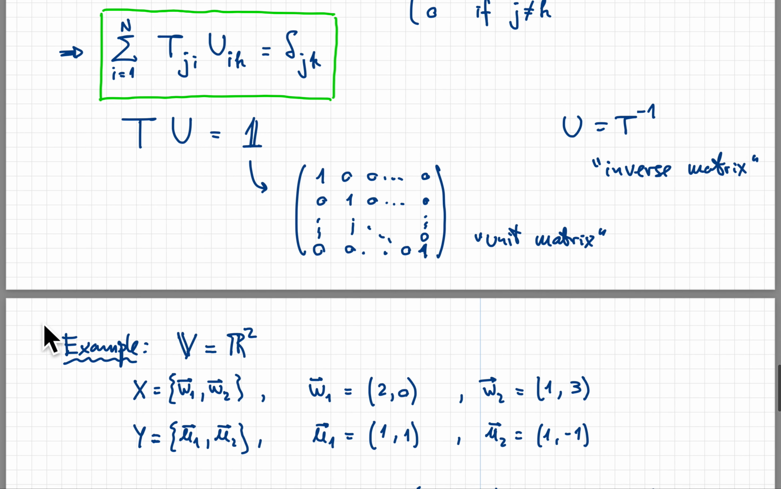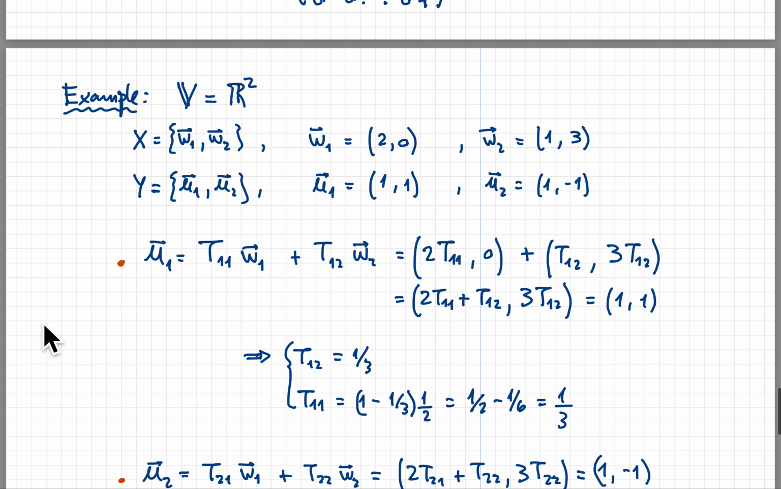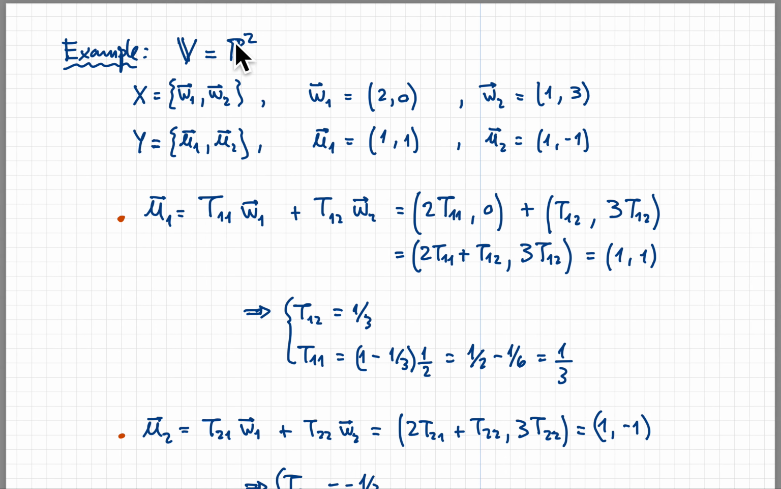So let's see an example of change of basis to fix the ideas. Suppose that our vector space is R2, the plane R squared, and let's say that our basis X is made out of two vectors W1 and W2, given by (2, 0) and (1, 3), and there's another basis Y, U1, U2, where U1 equals (1, 1) and U2 equals (1, -1). It's very easy to check that these two vectors are linearly independent. There's two of them, and so we know that they span R2, which is a two-dimensional space. So that's enough to describe the whole space.